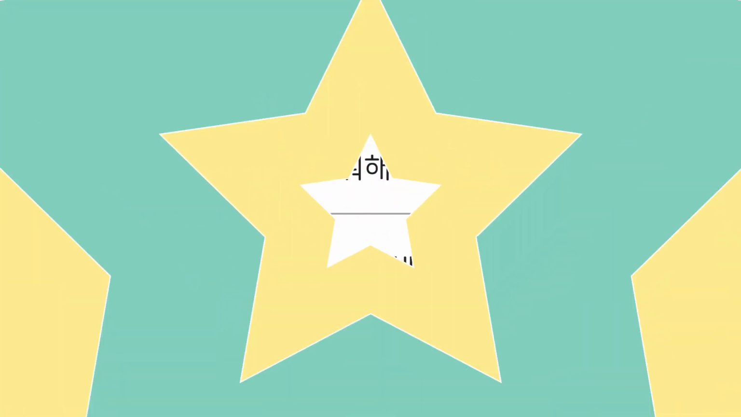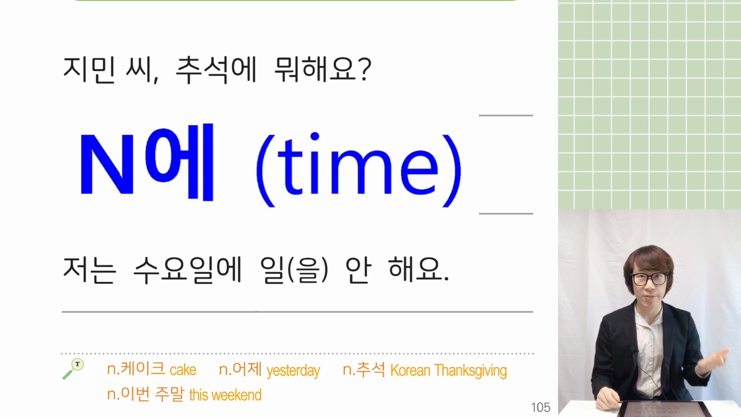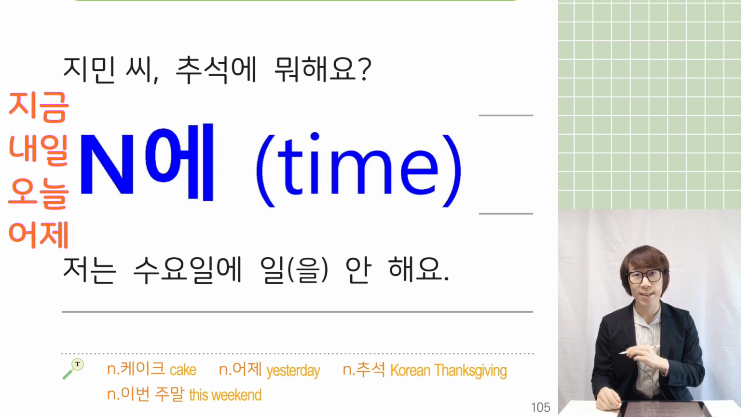So in this lesson, please remember the time indicator is noun-에. You have to add noun-에 when you say the time, like 월요일에, 화요일에, 수요일에, or 8월 19일에, 생일에, or 크리스마스에, something like that. And please remember the grammar point: 어제, yesterday, 오늘, today, 내일, tomorrow, and 지금, now, are not used with the noun-에 particle.